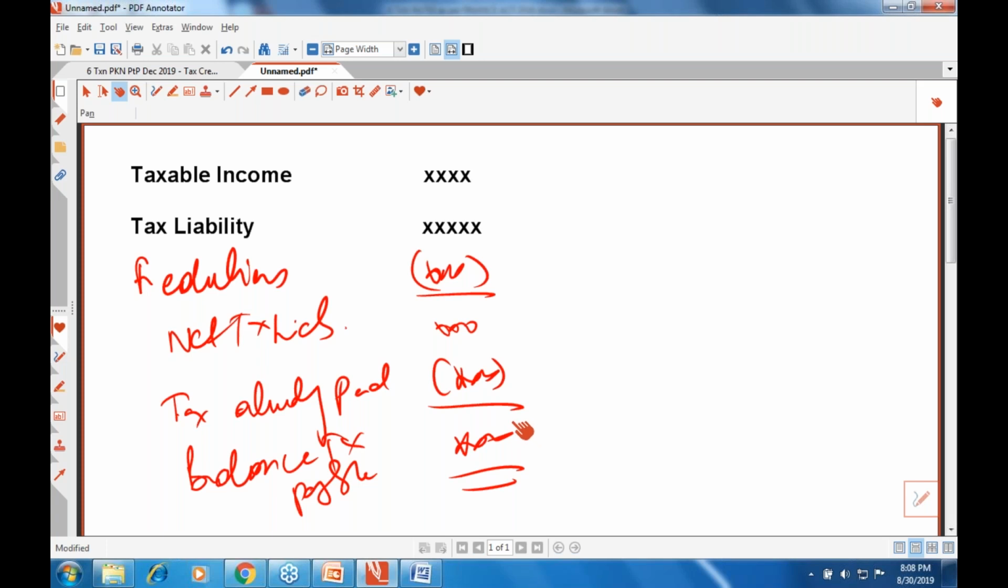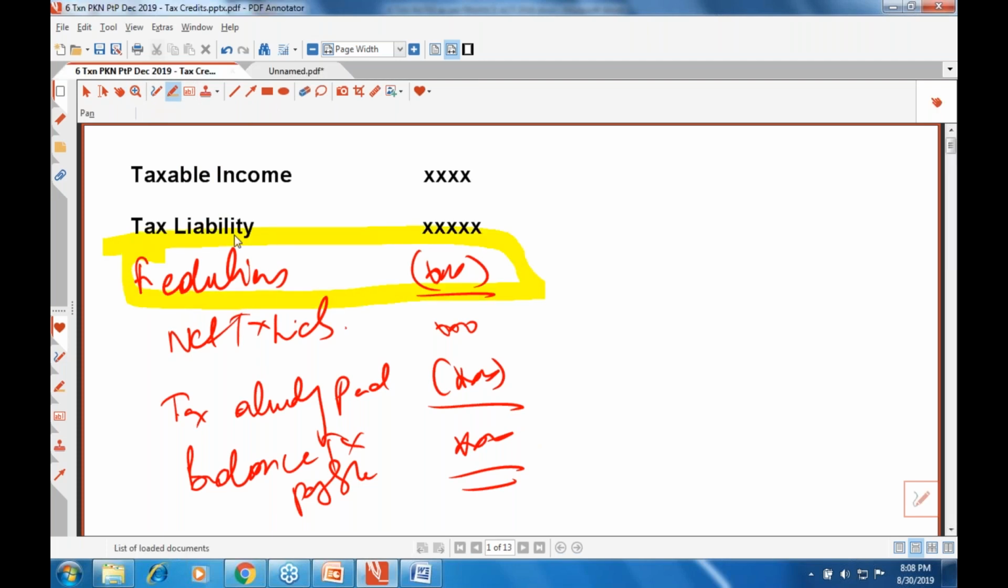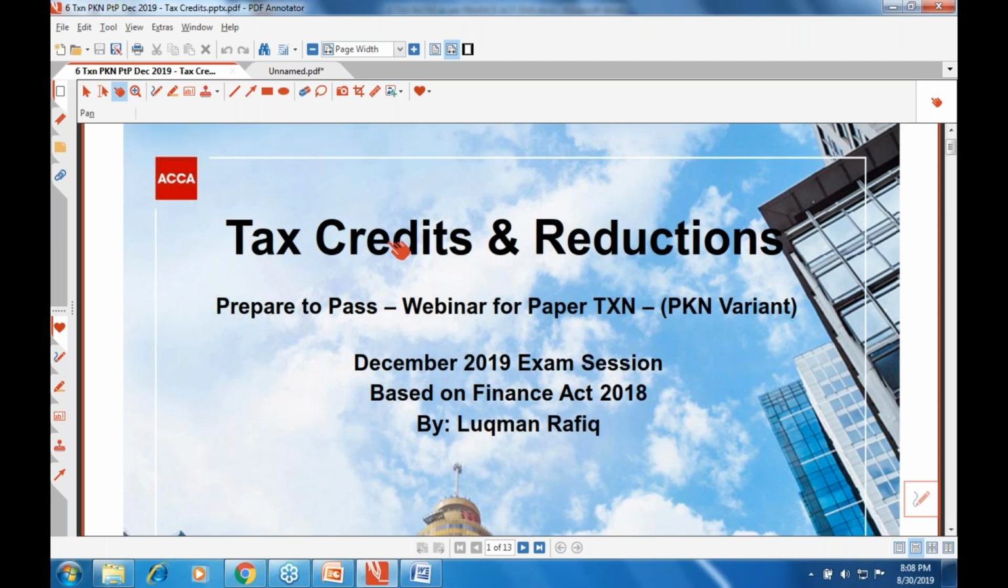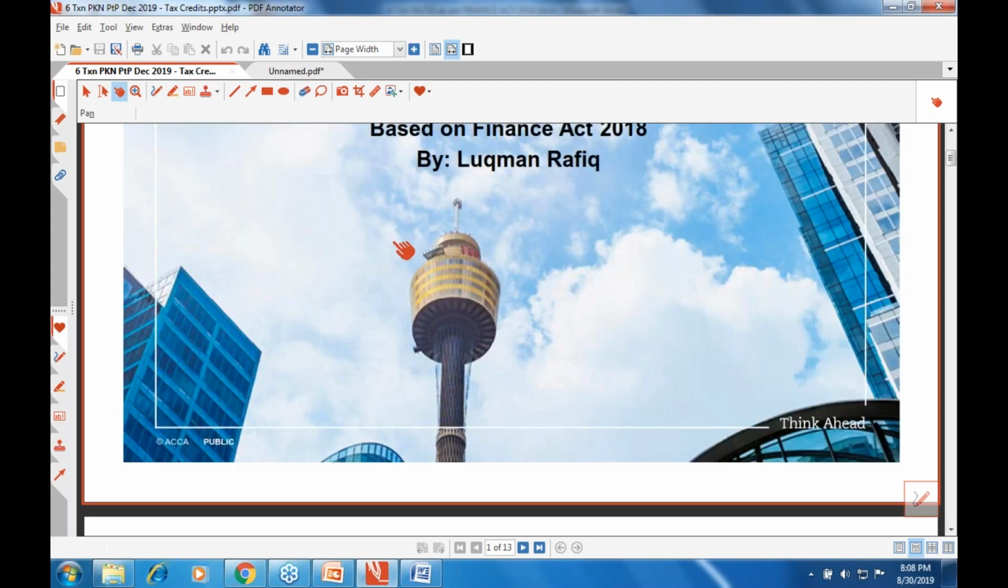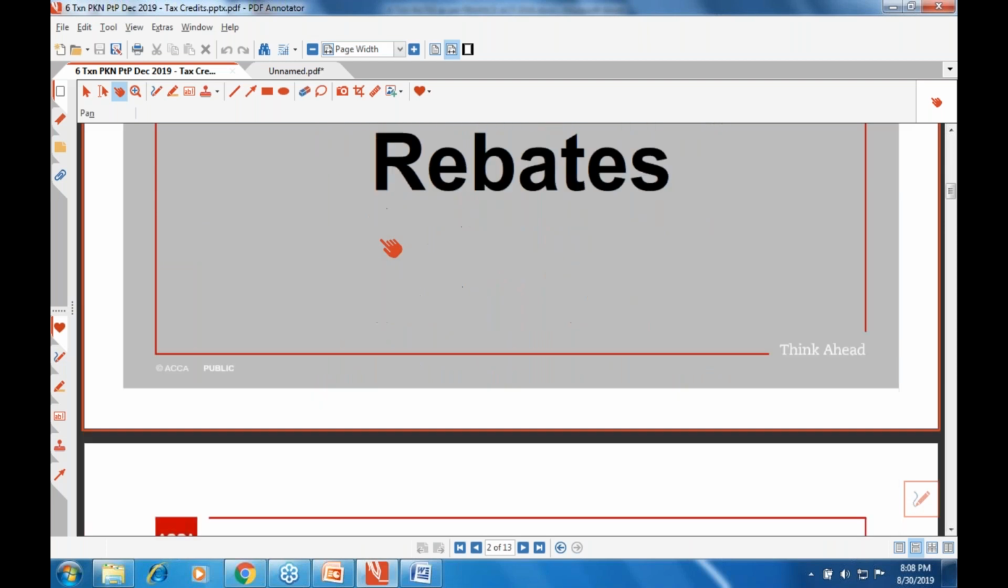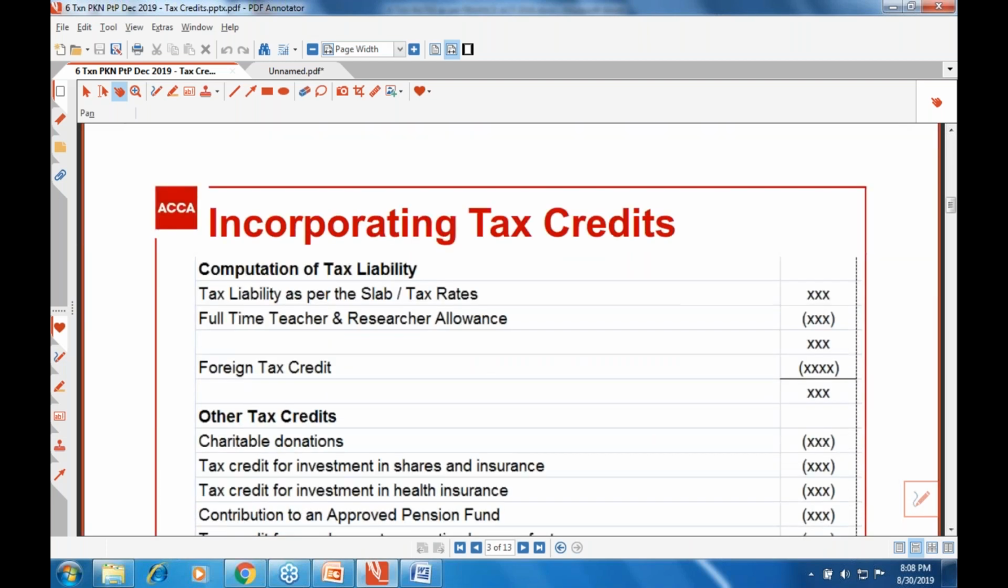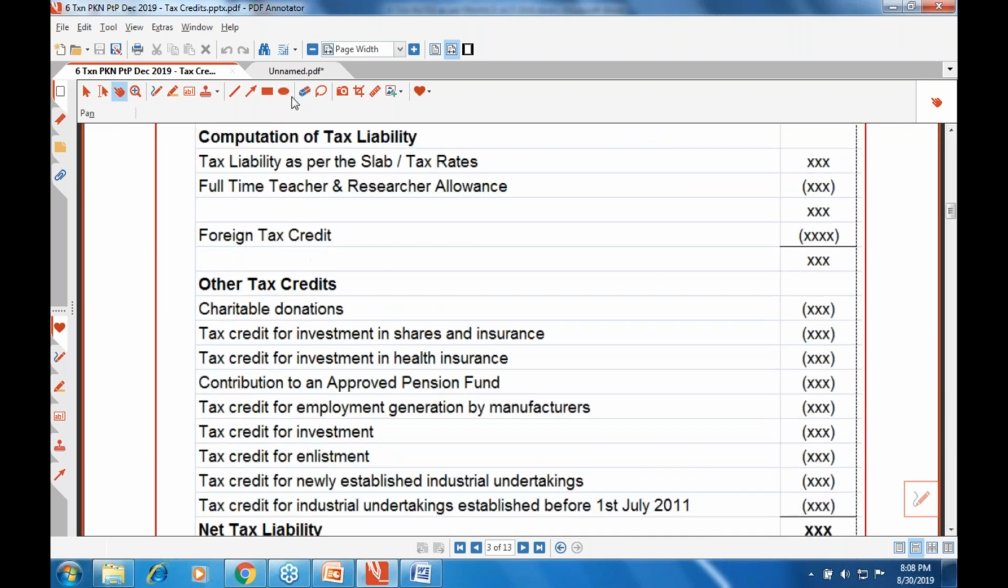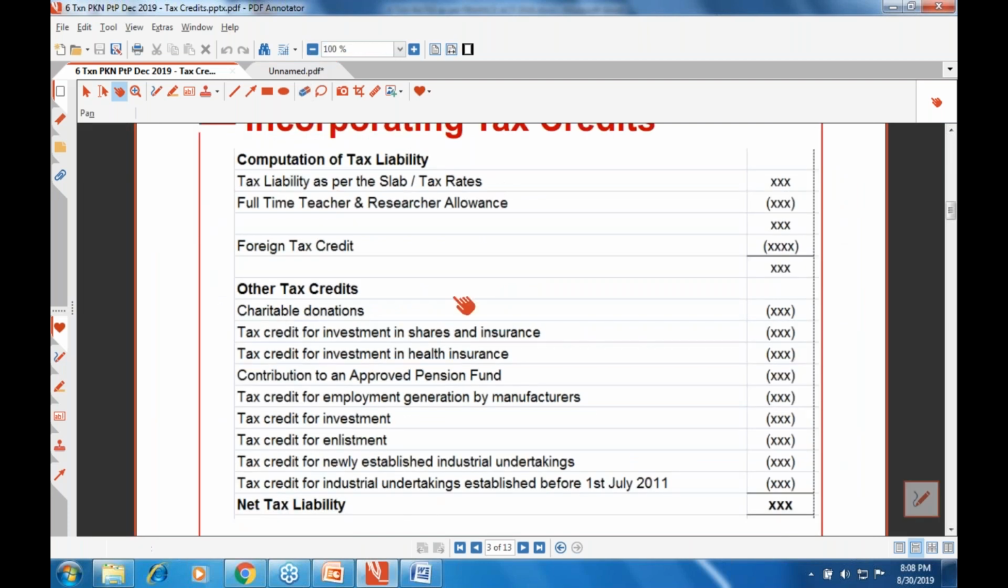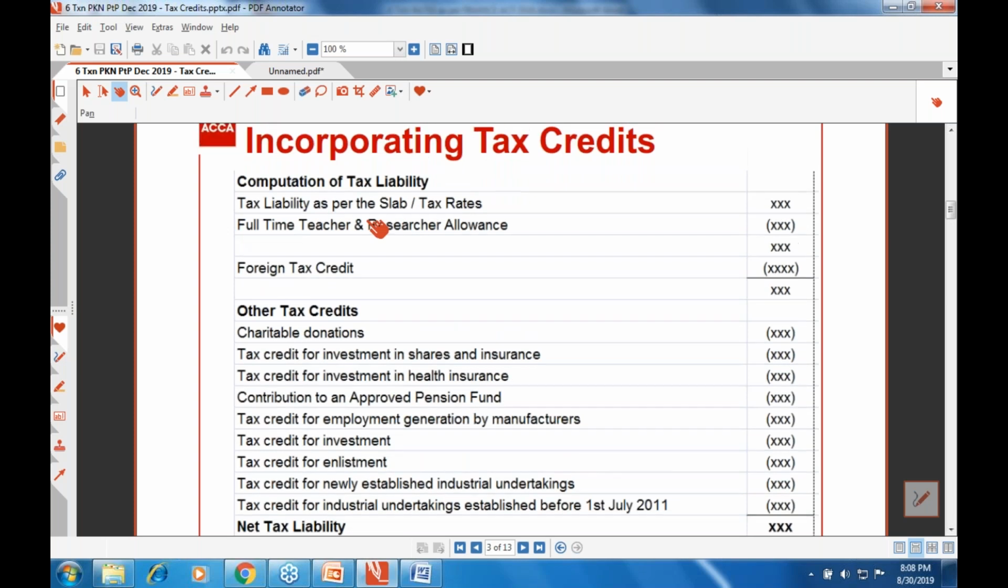Now let's move forward and start discussing these things. What are these reductions? How do we compute and establish these reductions? This is all we are going to consider in this specific section, which is the tax credits and reductions. So for the income tax credits and rebates, let's start discussing how we establish the tax credits and the rebates. I have discussed what the tax credits and the rebates are, and how we establish them. If you could see, you would find the computation of the tax liability is tax liability as per the slab of the tax rates.